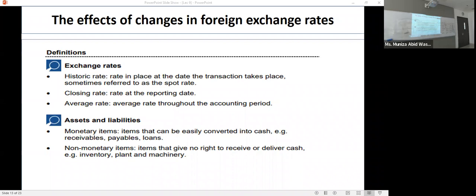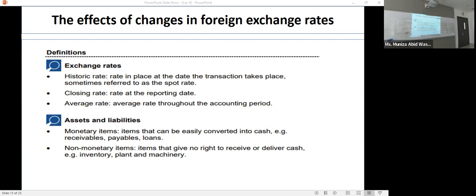Closing rate is the exchange rate at the reporting period ending date. If, for example, you are preparing your accounts from 1st July 2022 to 30th June 2023, then the rate at 30th June 2023 is the closing rate. So closing rate is the exchange rate at the reporting date.